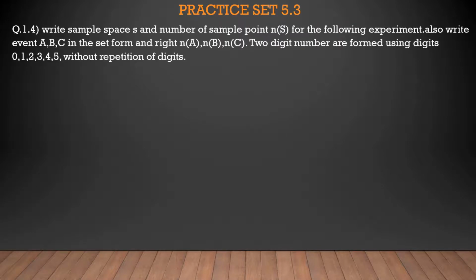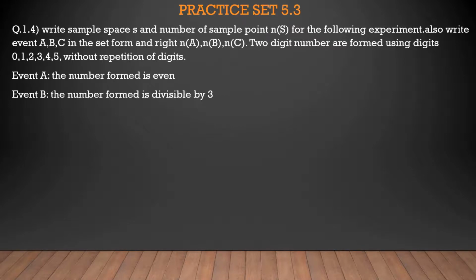Fourth question of practice set 5.3 is: write sample space S and number of sample points n of S for the following experiment. Also write events A, B, C in the set form and write n of A, n of B, n of C. Two-digit numbers are formed using digits 0, 1, 2, 3, 4, 5 without repeating digits. Event A is the number formed is even. Event B is the number formed is divisible by 3. Event C is the number formed is greater than 50.